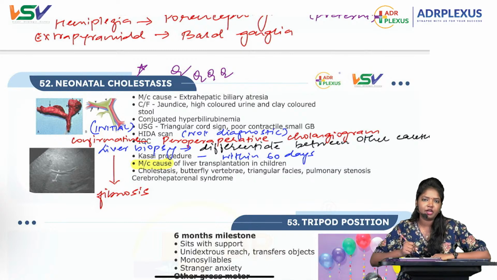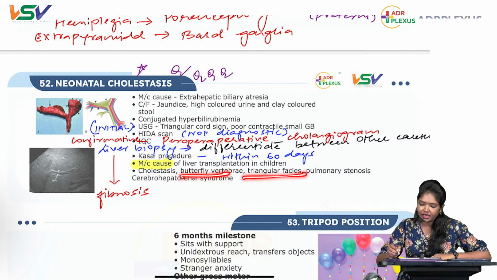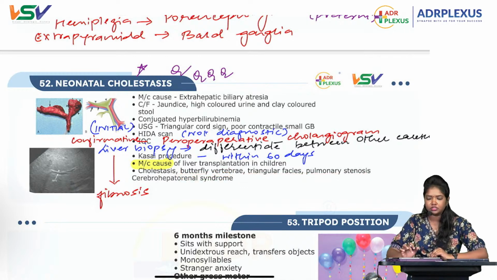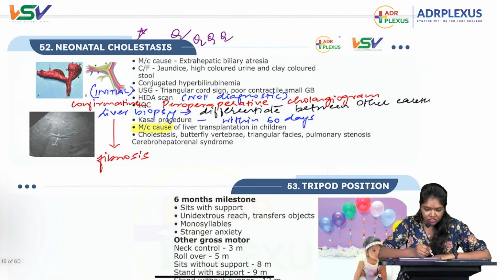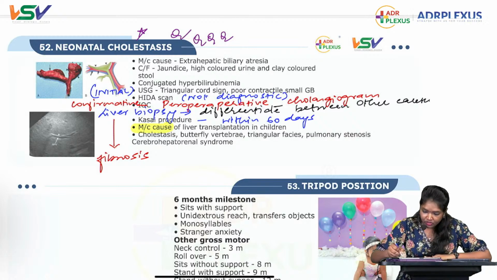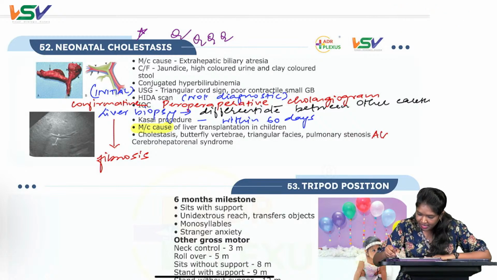I have given you a scenario. You have to tell me what is the disease. Cholestasis, butterfly vertebra, triangular facies, pulmonary stenosis. What syndrome is this? Very good. Alagille syndrome. This is Alagille syndrome.